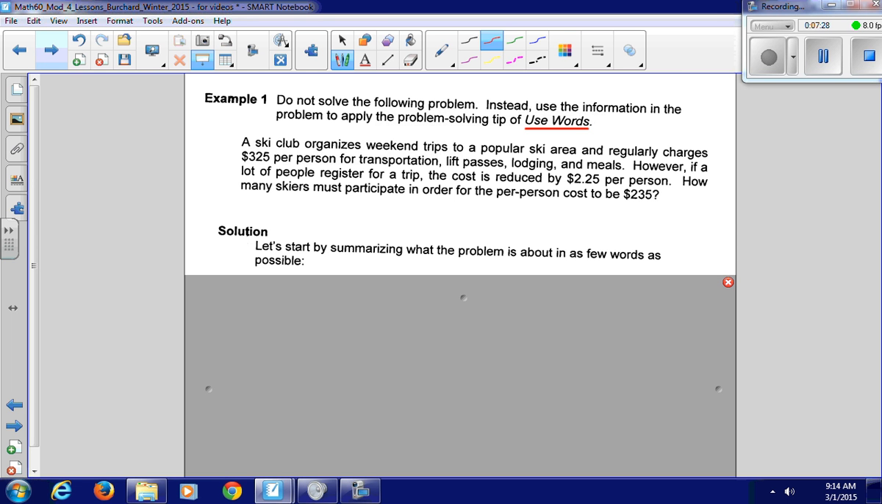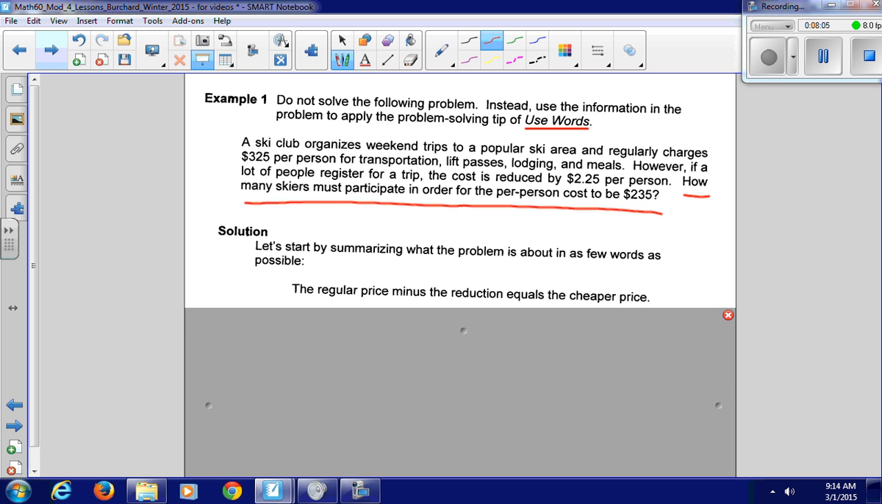So we're going to start out by summarizing what the problem is in as few words as possible. There's lots of stuff going on in there. We're just trying to boil it down, and remember, we're looking for the mathematical relationship because our question is how many skiers must participate in order for the person-to-person cost to be $235. So we know we're looking for a number. So when we say summarizing what the problem is about, we mean summarize what the mathematical relationship is.